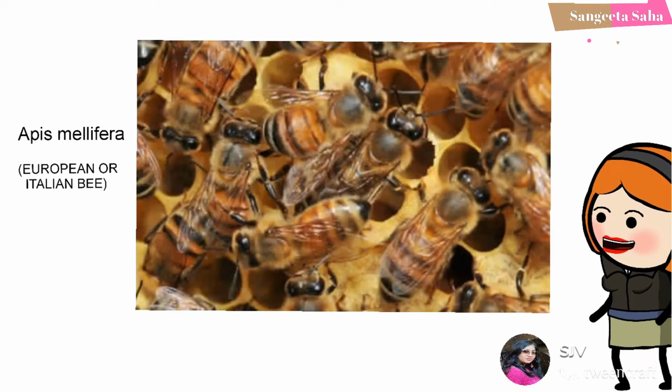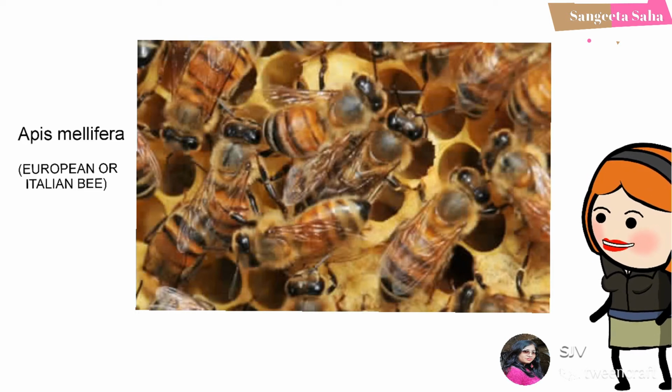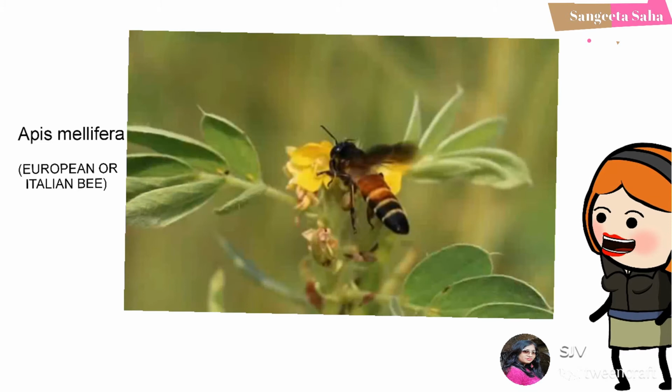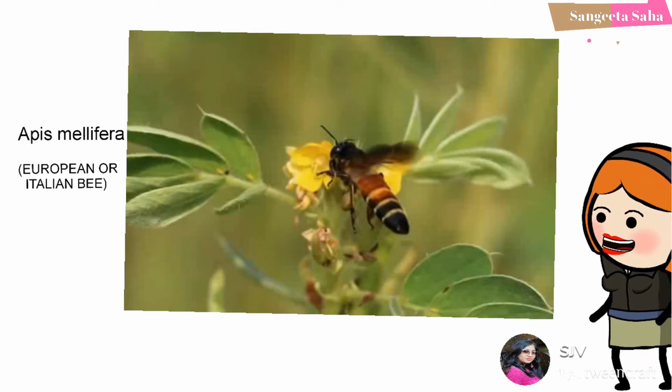Now this is the picture of a worker European honeybee, also known as Apis mellifera. Here, the worker honeybees are on comb in a colony. These European honeybees are known for their striped yellow abdomen with large colony sizes, as you can see here in the picture. They are also famous for natural honey and beeswax production.